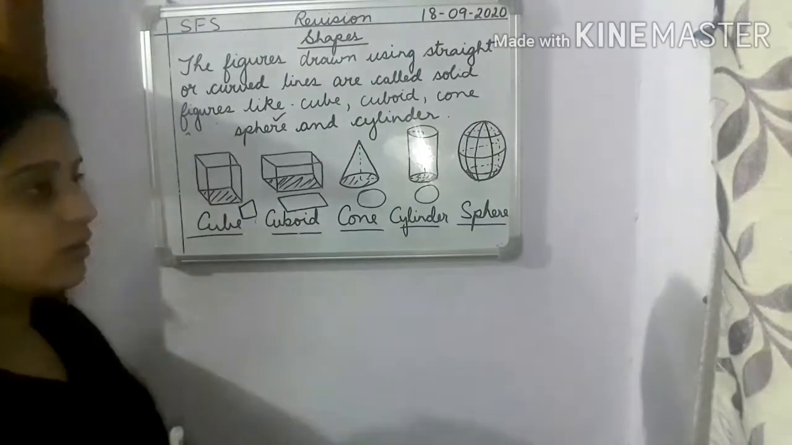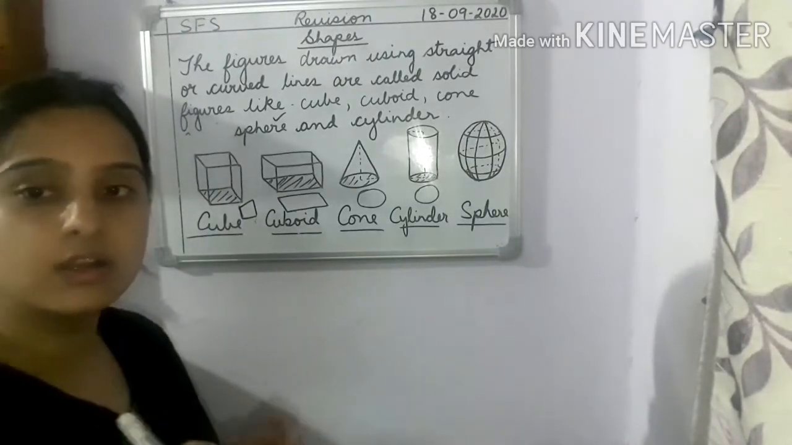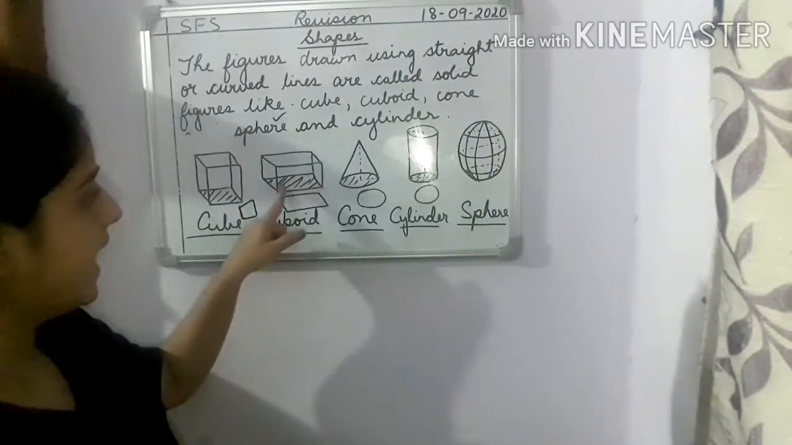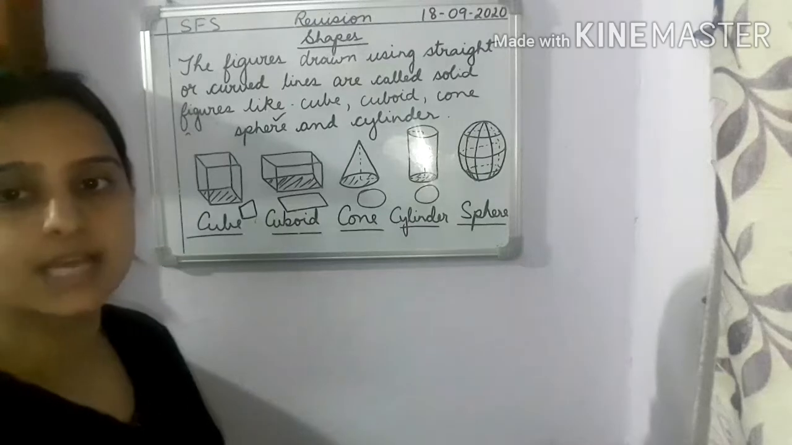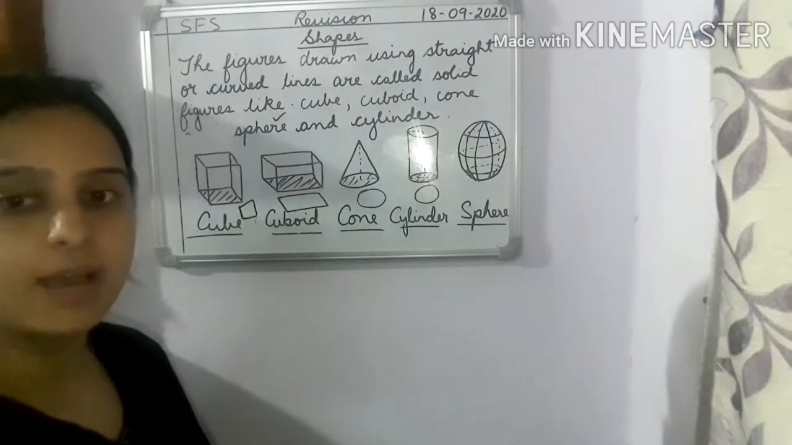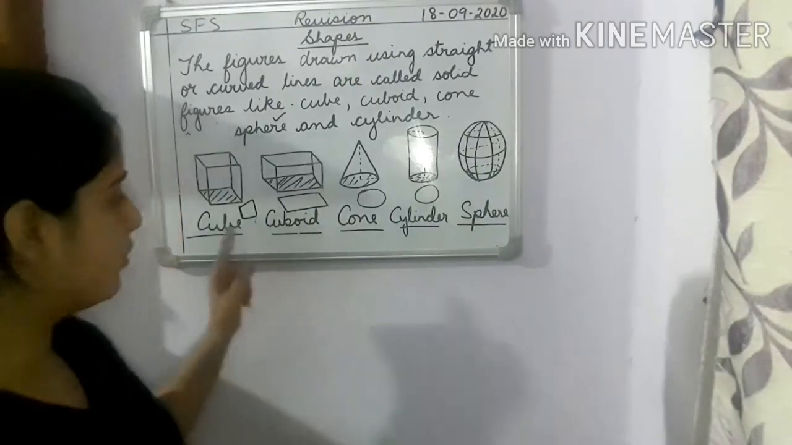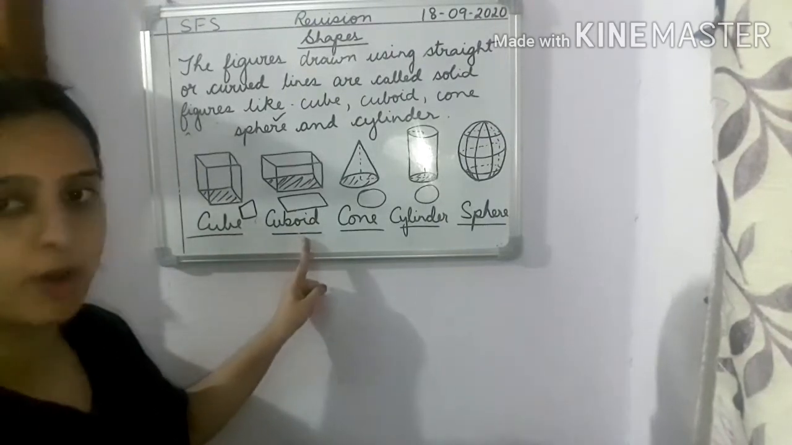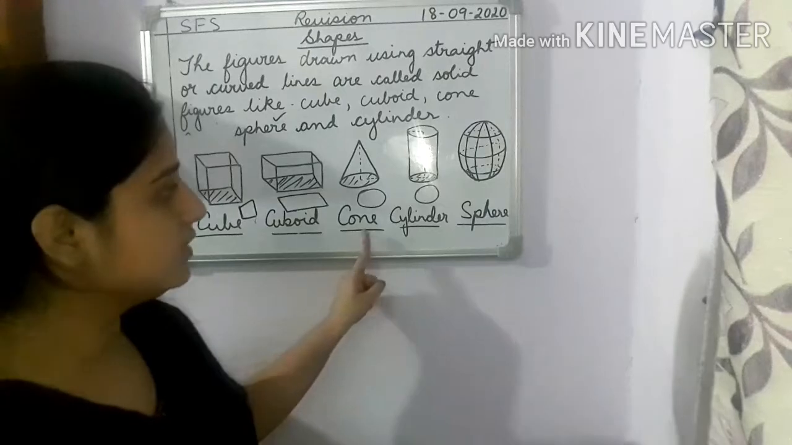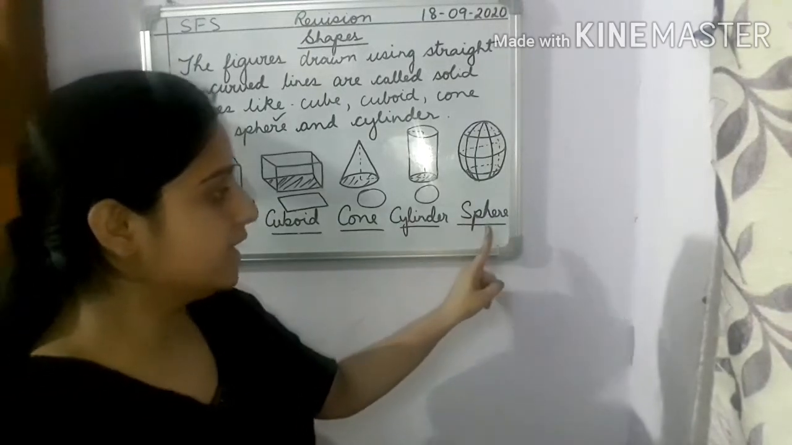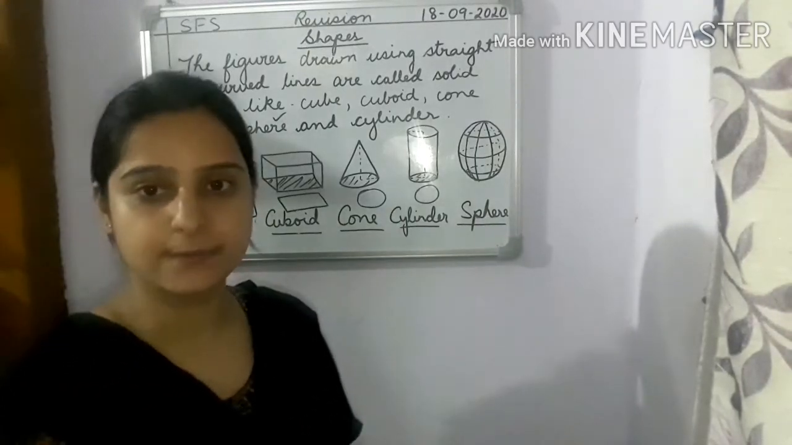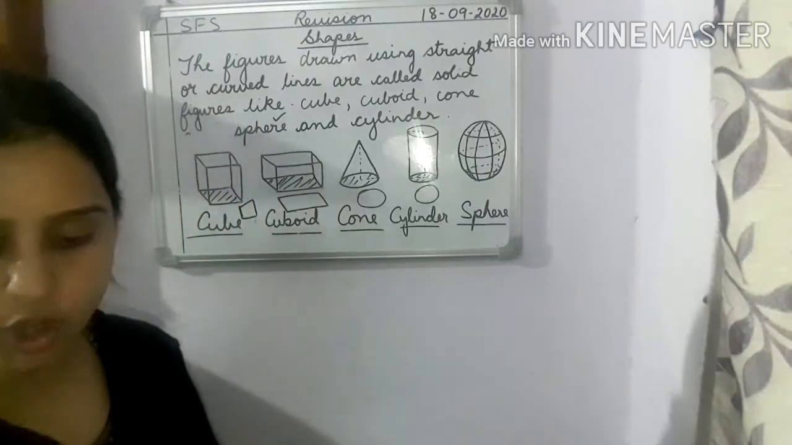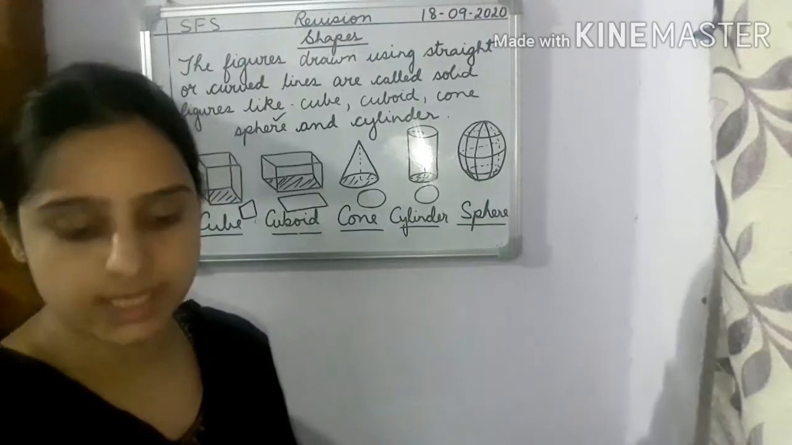So, this is the difference between your cube and cuboid. The face of the cube is your square face. That is, all the sides are equal. And here the opposite sides are equal. Am I clear to everyone? So, what is the first shape? First figure is cube. Second is cuboid. Third is cone. Fourth is cylinder. And the last is sphere. Am I clear to everyone, children? You can note down this in your copy. Let's do the next question.